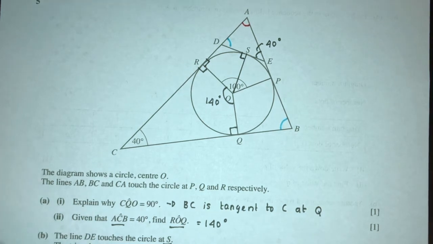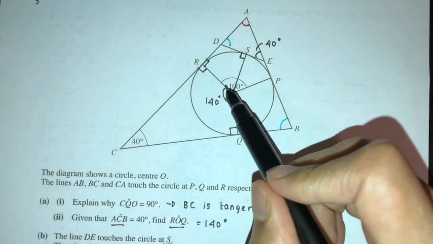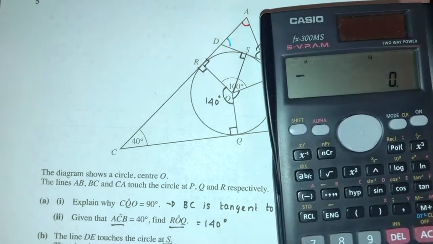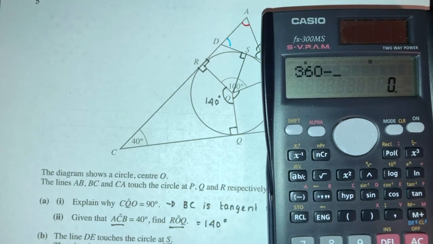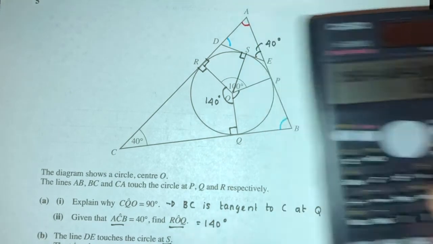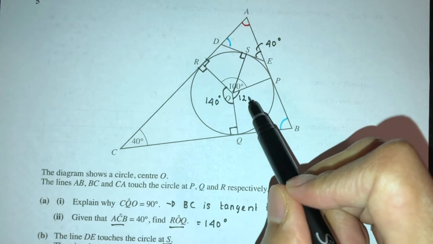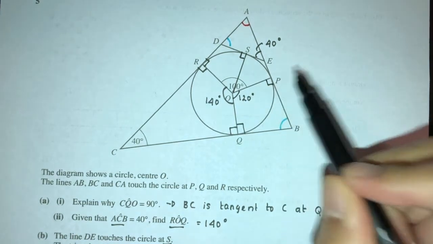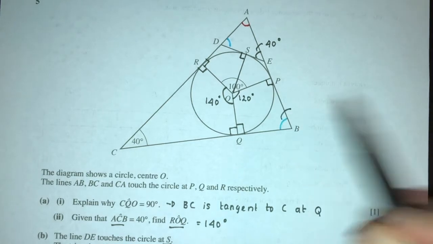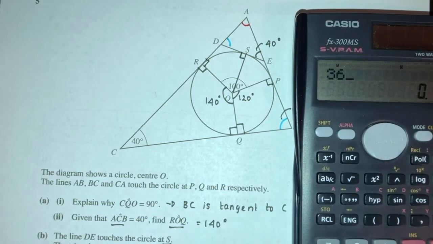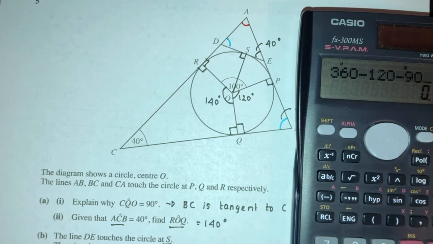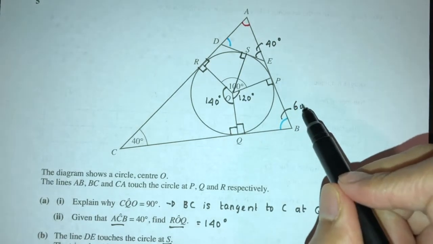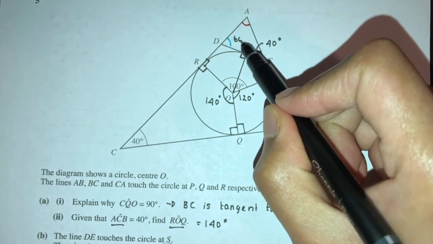So if you want to derive something here, this is 100, this is 140. So what is this one? This will be 360 minus 140 minus 100. That will be 120. Okay, this is 90. This is 90. So what is this value? This will be 360 minus 120 minus 90 minus 90. That will be 60. So this is 60. This also has to be 60.